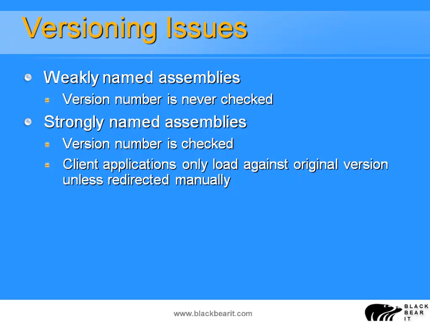Strongly named assemblies is when we're going to ship it out to our customer, and at that point the version number does become important. The version number will be checked. Client applications generally will only load against the version they were compiled against unless we redirect them manually. And we're going to see how to work with both of these types of assemblies in the demonstrations.